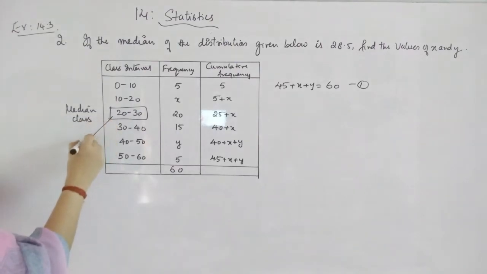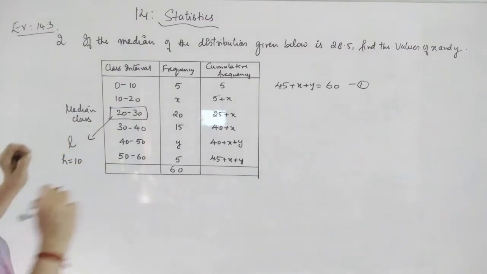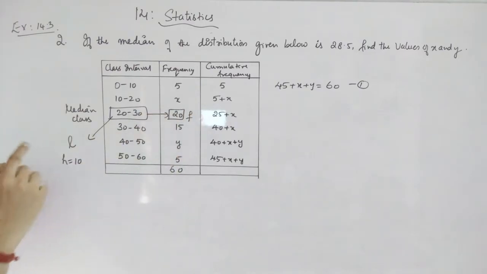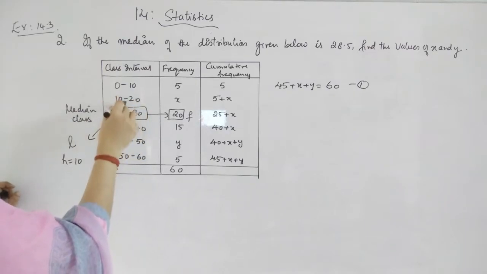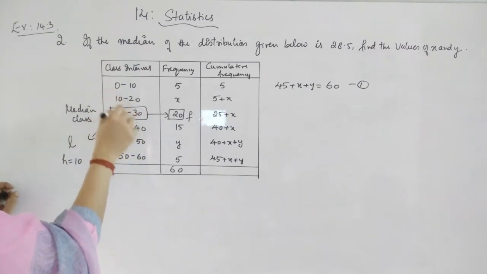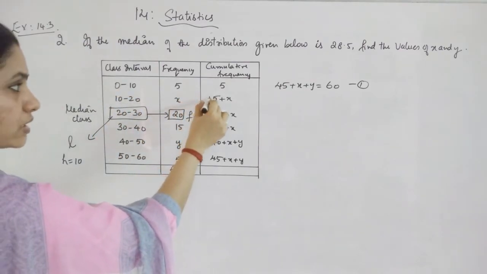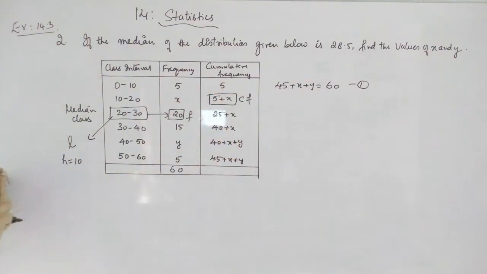You will get the lower limit, you will get h, which is the class size, then you will get the corresponding frequency f. Now you need to get CF. CF is the cumulative frequency of the interval preceding the median class. That is taken as the CF in the formula.